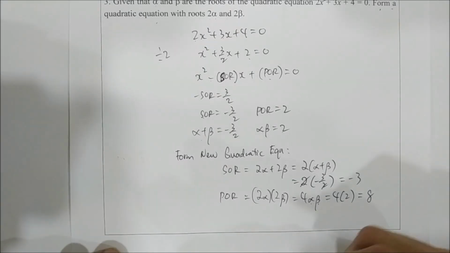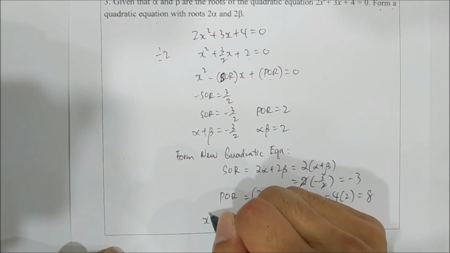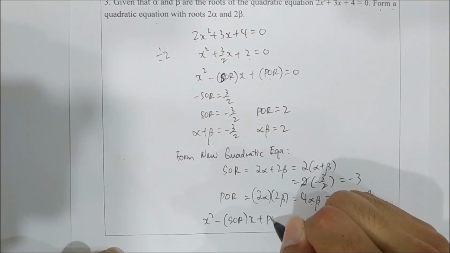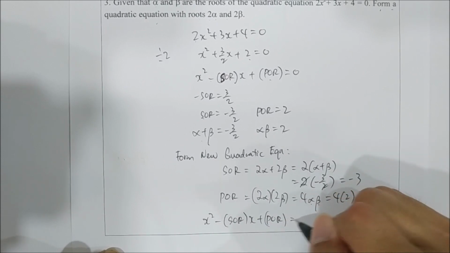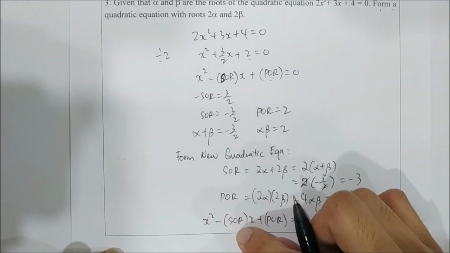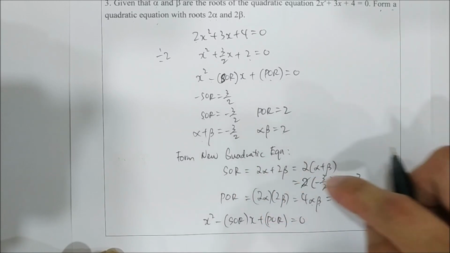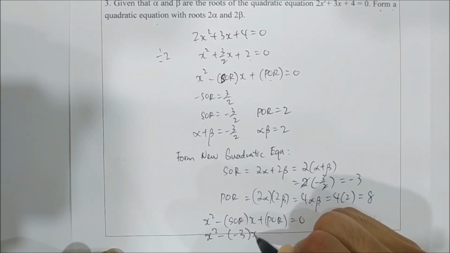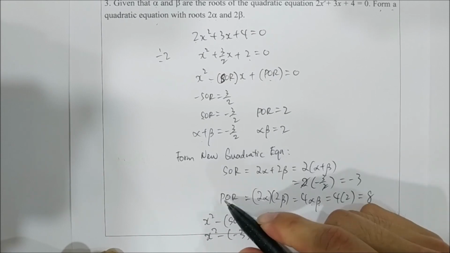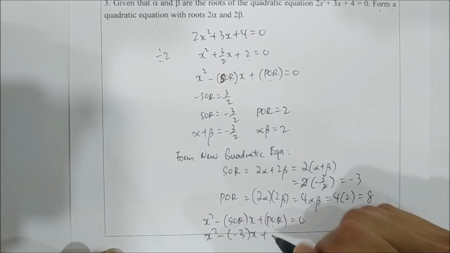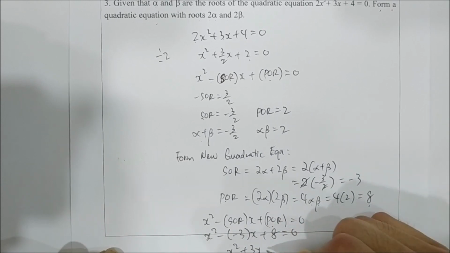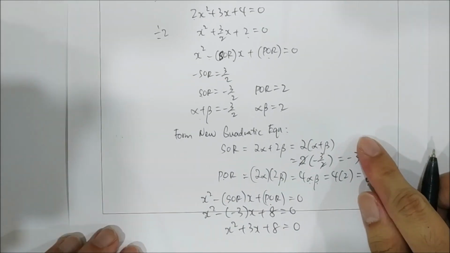If we use the formula for the new quadratic equation, it is x squared minus SOR x plus POR equals to 0. So the new SOR here is negative 3. So x squared minus negative 3x plus the new POR, which is 8, equals to 0. We simplify this, you get x squared plus 3x plus 8 equals to 0.